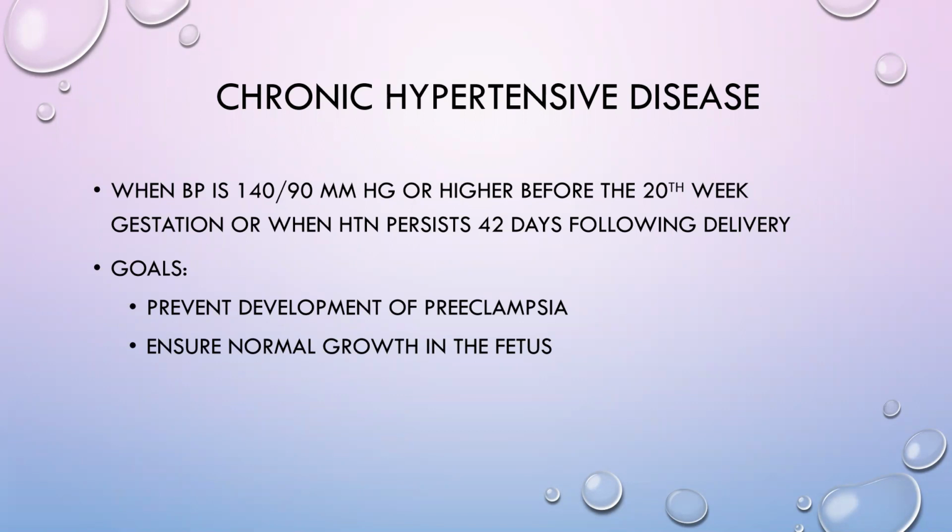Some women have chronic hypertensive disease, high blood pressure without the other signs of preeclampsia. When the blood pressure is 140/90 or higher before they are 20 weeks pregnant, they can be considered to have hypertensive disorder, and it may persist up to 42 days following delivery. We want to make sure to monitor these patients and make sure their hypertension is controlled so that it doesn't lead to preeclampsia.